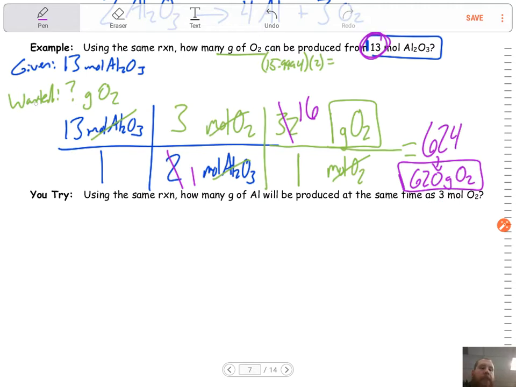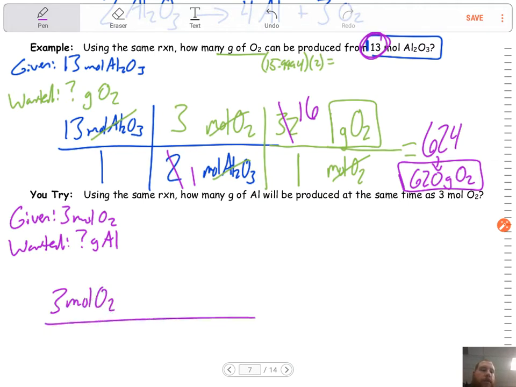I'm not really going to write by color this time. I'm just going to write them down. Given, I've got 3 moles of oxygen. My wanted is how many grams of aluminum. Okay, so I'm going to set it up. Write down what you're given to start with: 3 moles of oxygen. Put a 1 right there. So everybody should be able to get to that point, no problem.